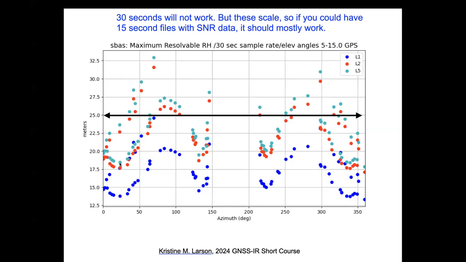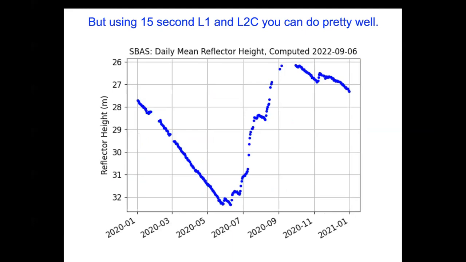Now, this scales linearly. So if I could get them to collect 15-second files, everything gets multiplied by 2. So this down here at 15 gets moved to 30. Well, then I should be able to resolve that. All the L2 data resolve as well. In fact, Simon and I have both looked at the data from this site, and you can retrieve reservoir levels with both L1 and L2C. These empty spots are not the method not working. They're just no data. There were data outages.